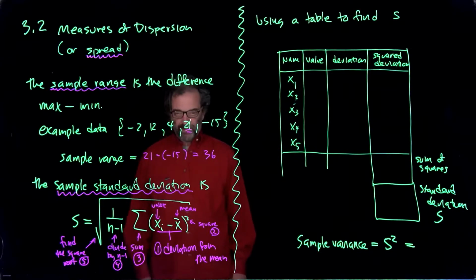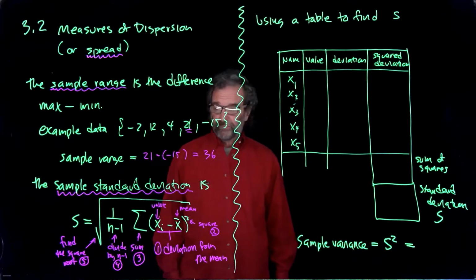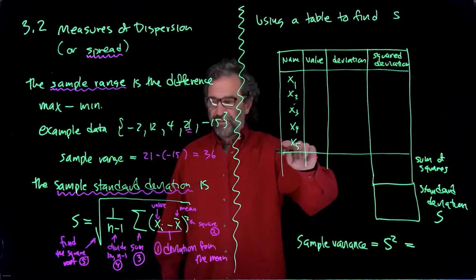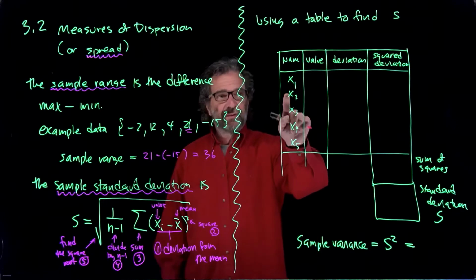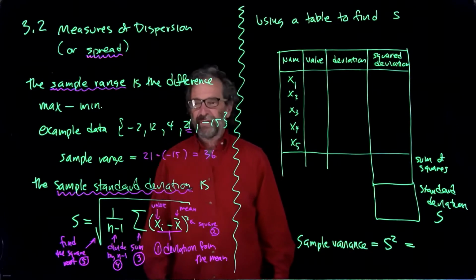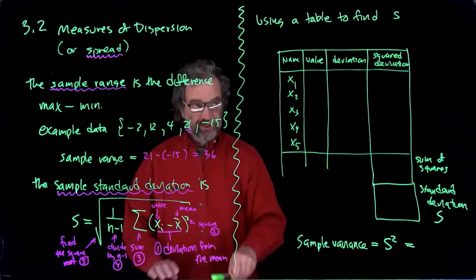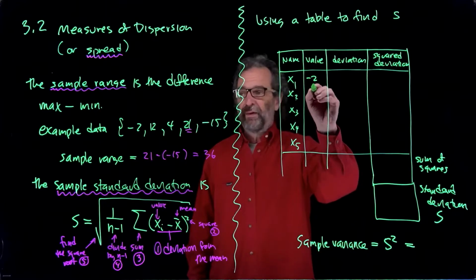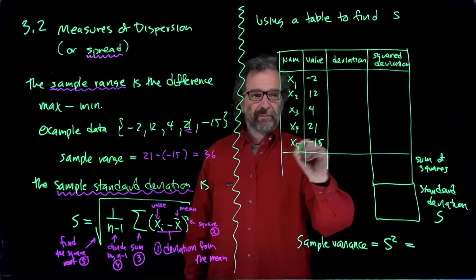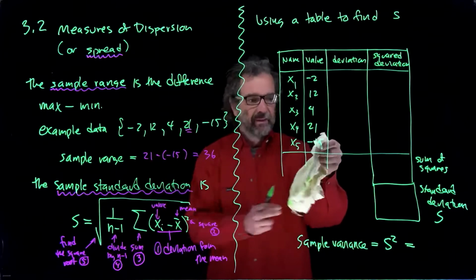So one way to keep that organized is to use a table. Here we have the names of the variables, x1, x2, x3, x4, x5. Those are the names we use for the first, second, third, fourth, and fifth data value. Then we'll put the values that we have associated with those from the list there. So minus 2, 12, 4, 21, minus 15. Making a mess today. There we go.